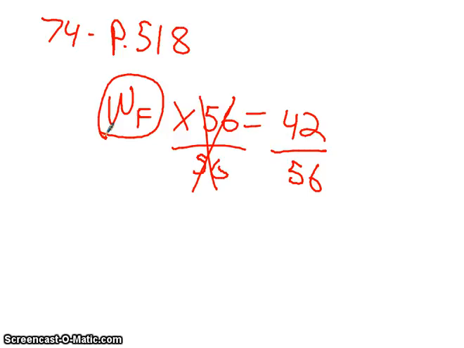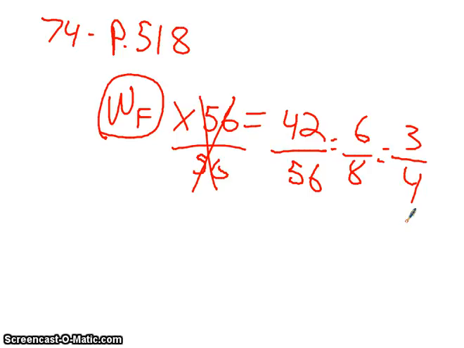Divide them both by 7. So 6 over 8. Divide by 2. So I can get 6 eighths, 3 fourths. Very good. That's all I've got to do. They're that simple.